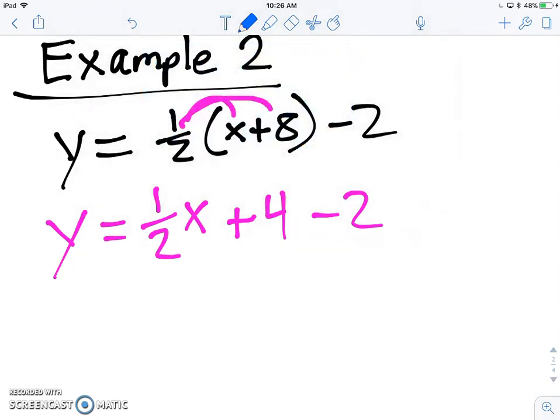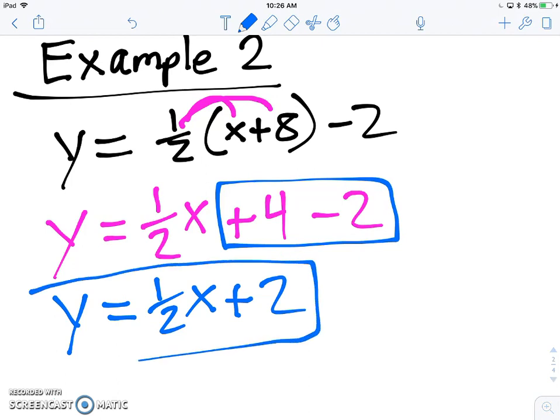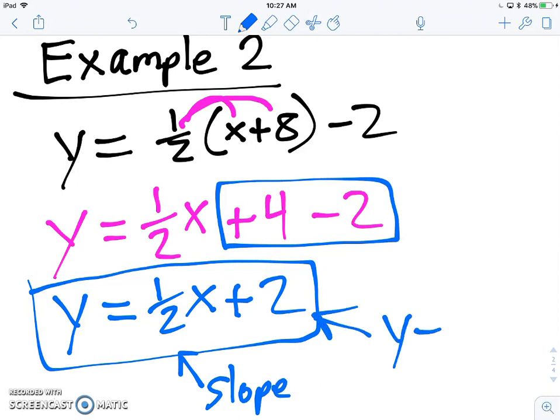our next step here is that we need to combine our like terms with these two constants. The constant does not have a variable. We can combine those by doing 4 minus 2, which is going to be positive 2. And then our 1/2 x just comes down, as well as our y equals. So our slope-intercept form of the equation is y equals 1/2 x plus 2. We know 1/2 is our slope, and we know that 2 is our y-intercept.